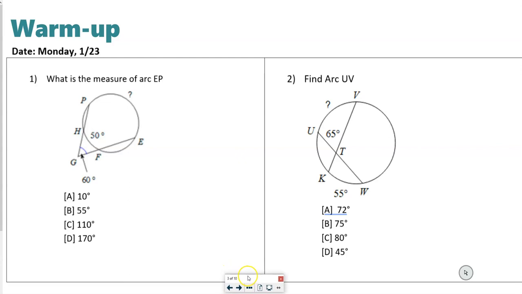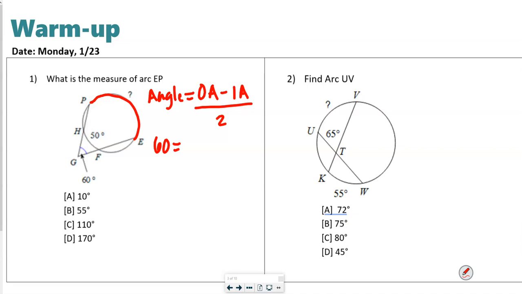Okay, so in this drawing, it says, what is the measure of arc EP? So it's asking us what the measure of this arc is right here. And we're given the angle measure. So the formula for this is that the angle is equal to the outside arc minus the inside arc divided by 2, okay? So we're going to say 60 is equal to, we don't know what our outside arc is, so we're going to call it question mark, and that's EP, right? And that's minus our inside arc, which is 50, and then we're going to divide that by 2.